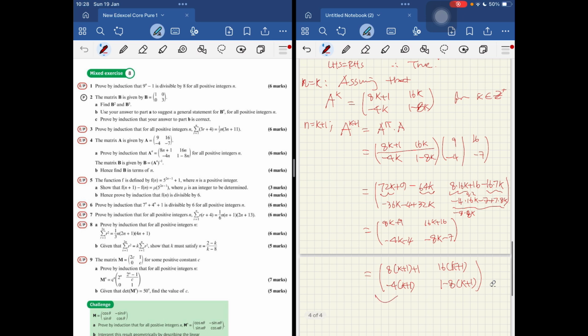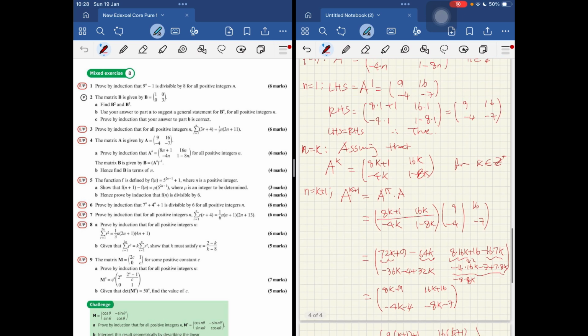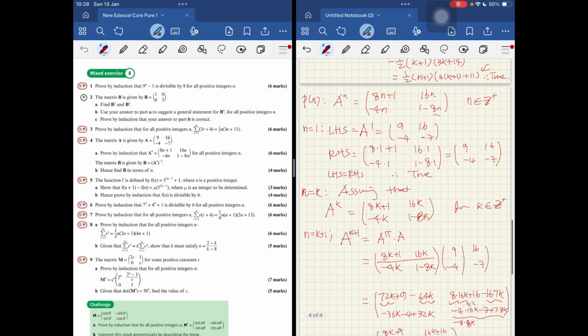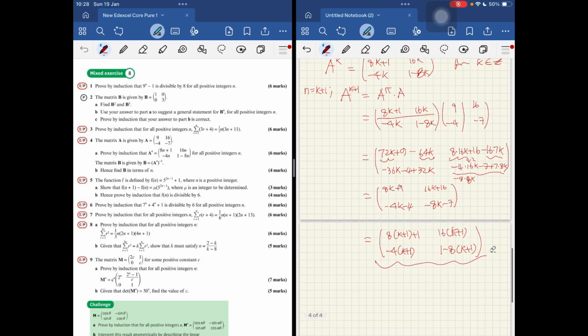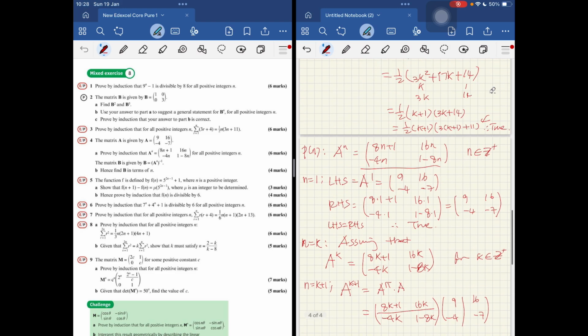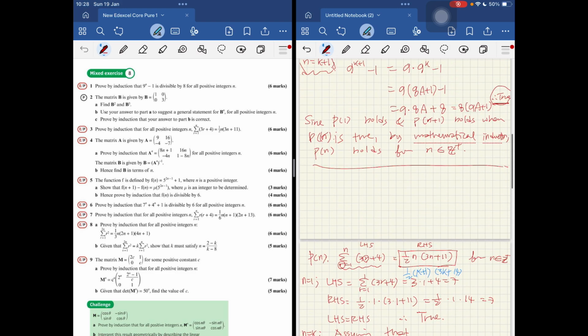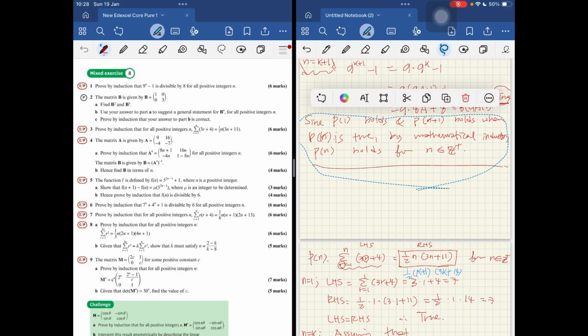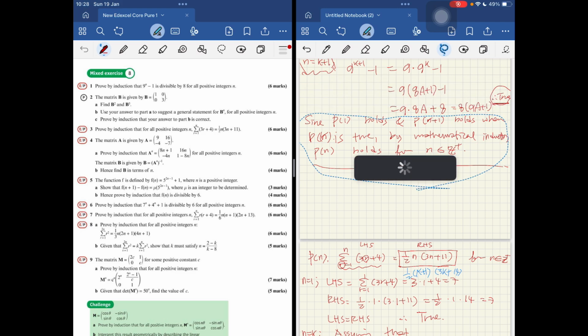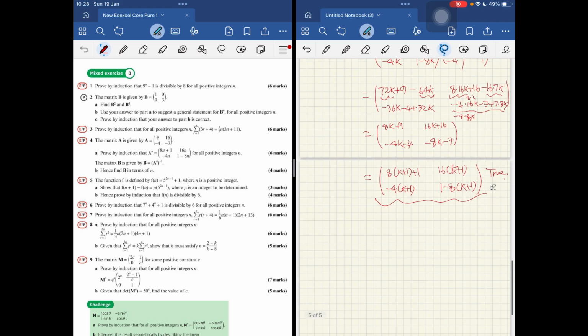So this is exactly the same form that we have here. Instead of n, we put k plus 1. So we got the result. So it's true. Therefore, the result is the same. Since P1 holds and P(k plus 1) holds when Pk is true, by mathematical induction, Pn holds for n in Z plus.